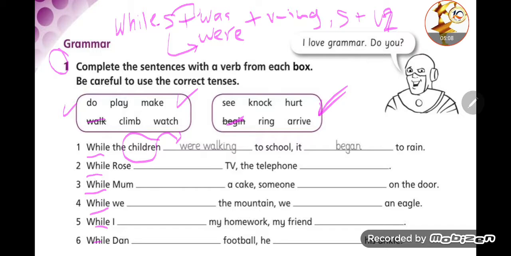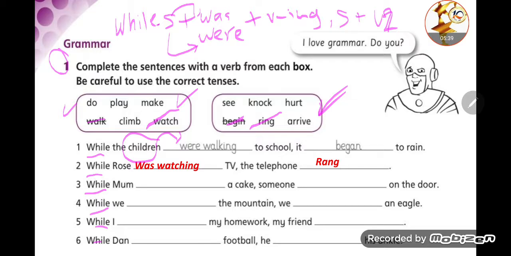Okay. What do we usually do when we have a TV? شو بنعمل عادة لما بيكون عنا TV? TV of course watch. While Rose مفرد ولا جمع؟ اسم واحد. While Rose was watching TV the telephone. شو بيعمل التليفون؟ برن. بالرنج بتصير rang. The telephone rang. Let's see the answer. إذن while Rose was watching TV the telephone rang. Okay, let's move to 3.